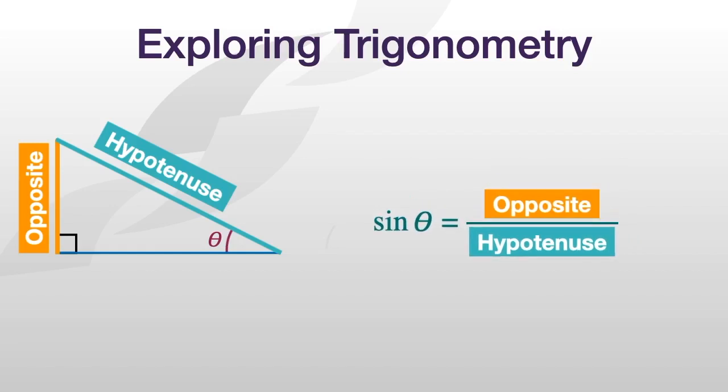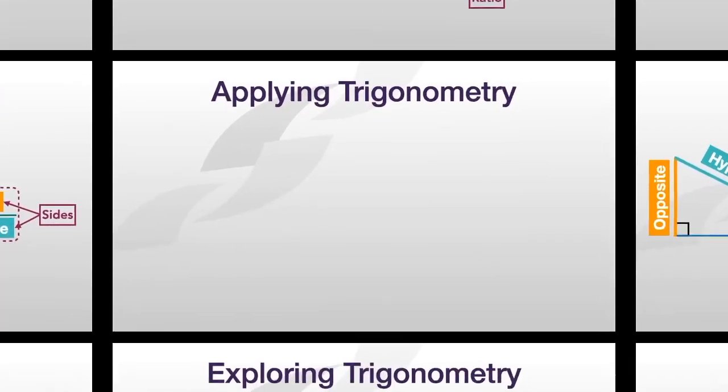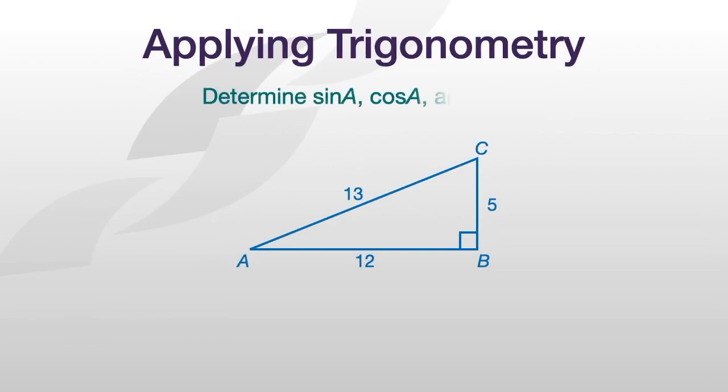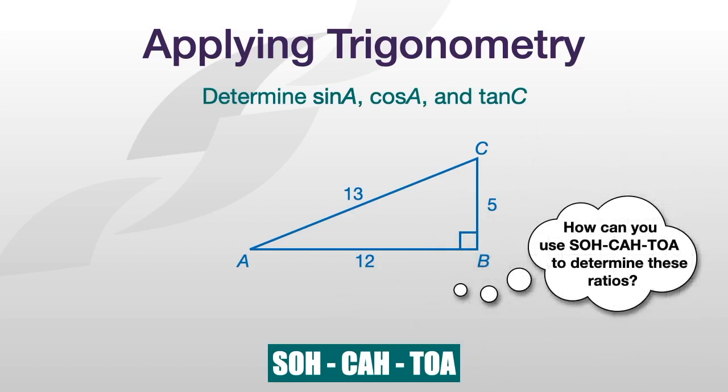When solving problems involving trigonometry, we involve the angle, 2 sides, and the ratio. So the problems we need to solve involve determining one of these, that is, a ratio, a side length, or an angle. Let's apply what we have learned to solve some problems. In this first example, we are asked to find 3 trigonometric ratios. We can use SOHCAHTOA to help. How do you think using SOHCAHTOA can help us solve this problem?